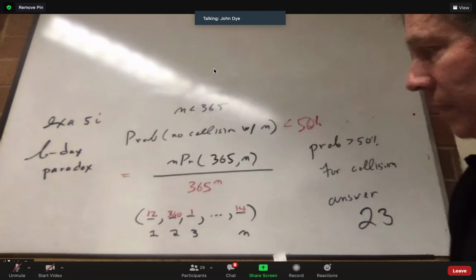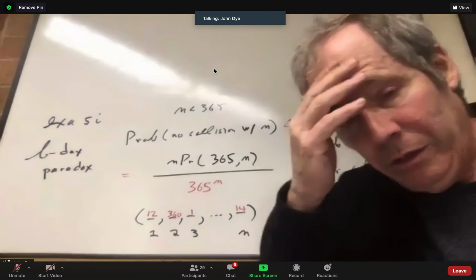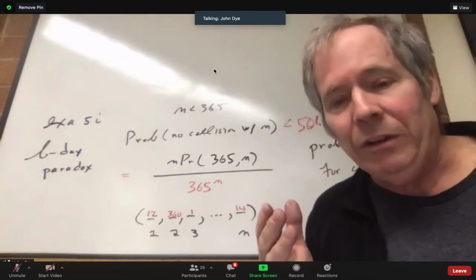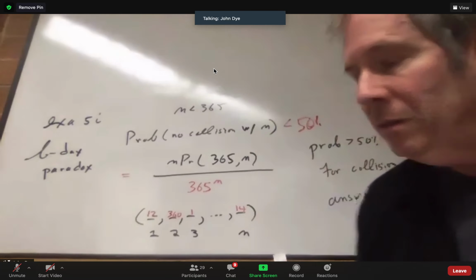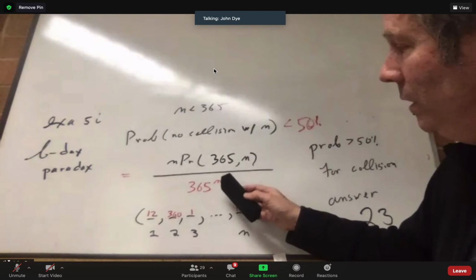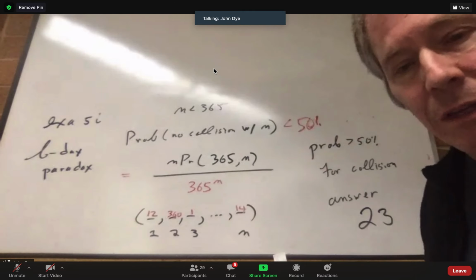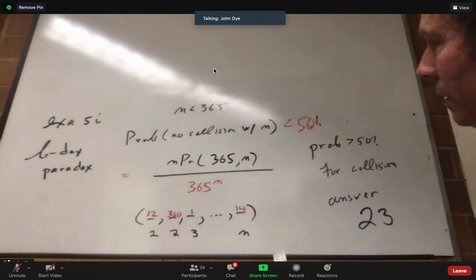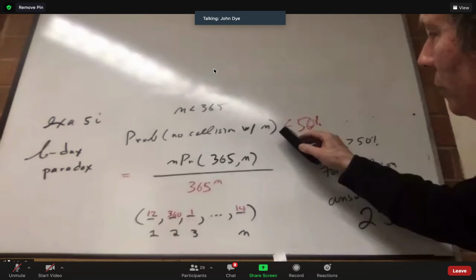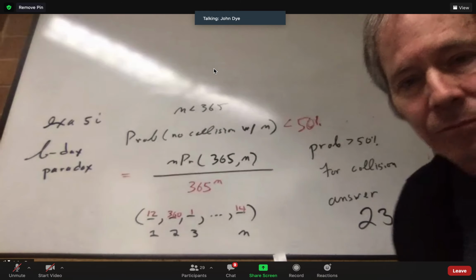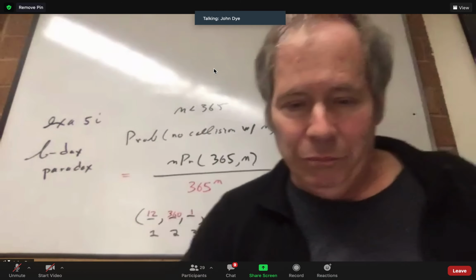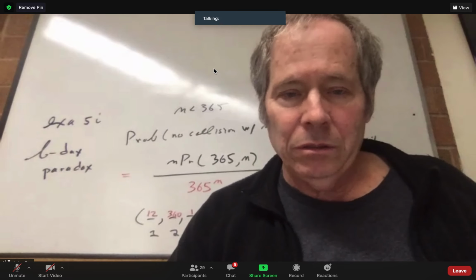Okay, so now comes a serious problem here, and that is, how do we evaluate this, even if you have a graphing calculator? Because now that you have an inkling of what the answer is, you've got to put a 23 in there, and you'll realize that the probability of no collision at 23 is less than 50%. And let me just tell you from the book. I hate to copy out of the book.